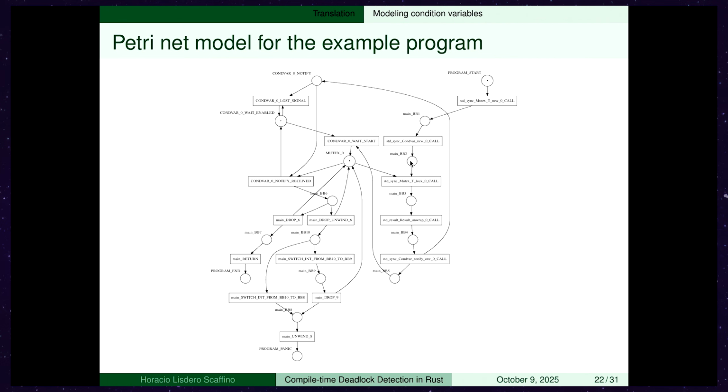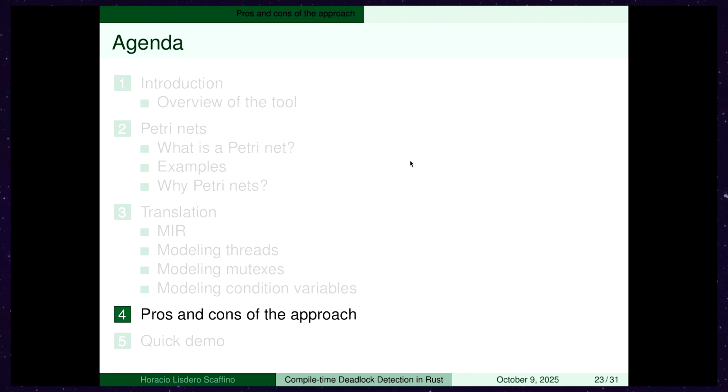So here's how the net looks like. You get to the point here when you call notify me. In notify me, you will set the notify place here, but this will fire, will consume it, and you will never get to wait start here. So this will fire, but the notify was already consumed. The token in notify was already consumed, so you will have a dead signal, a lost signal, and the model checker will be able to detect this.